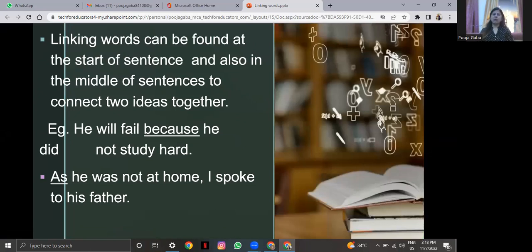Linking words can be found at the start of a sentence, also in the middle of the sentence, to connect different ideas. See these examples. He will fail because he did not study hard. Here, because is a linking word which has come in the middle of a sentence. Now, see the next sentence. As he was not at home, I spoke to his father. Here, as is a linking word which has come in the beginning of a sentence. So it can come in the beginning or in the middle of the sentence.